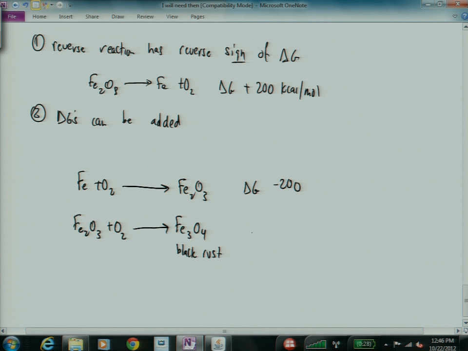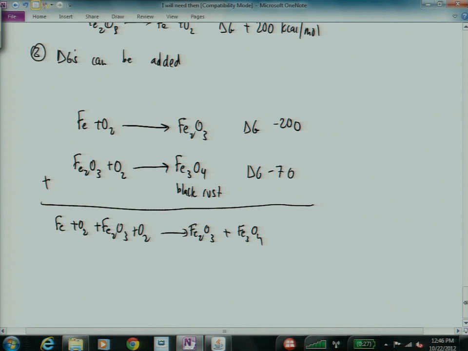You can add them up, and you can cancel terms. So what you get is iron plus a lot of oxygen goes to Fe3O4, and its delta G is minus 270. Okay, you can add them up like that. Sort of like some simple math.